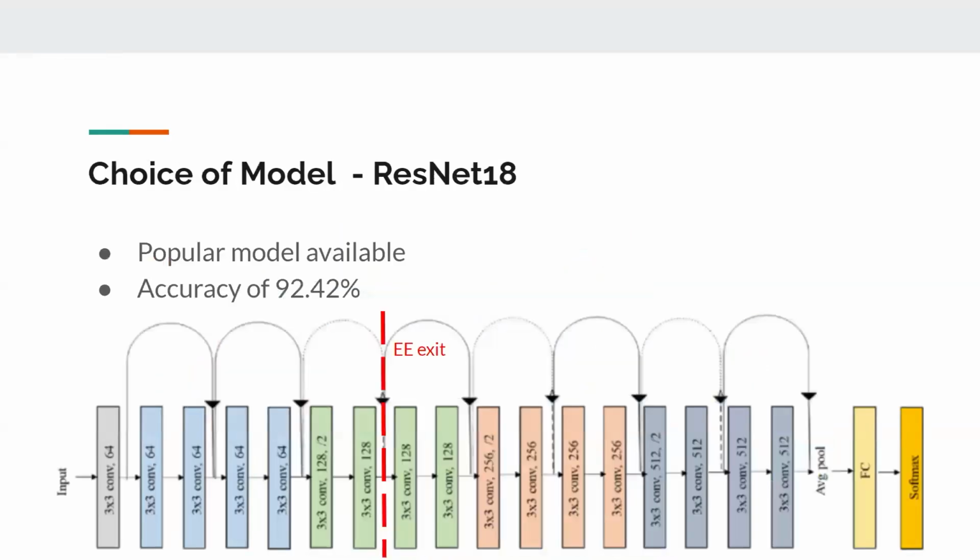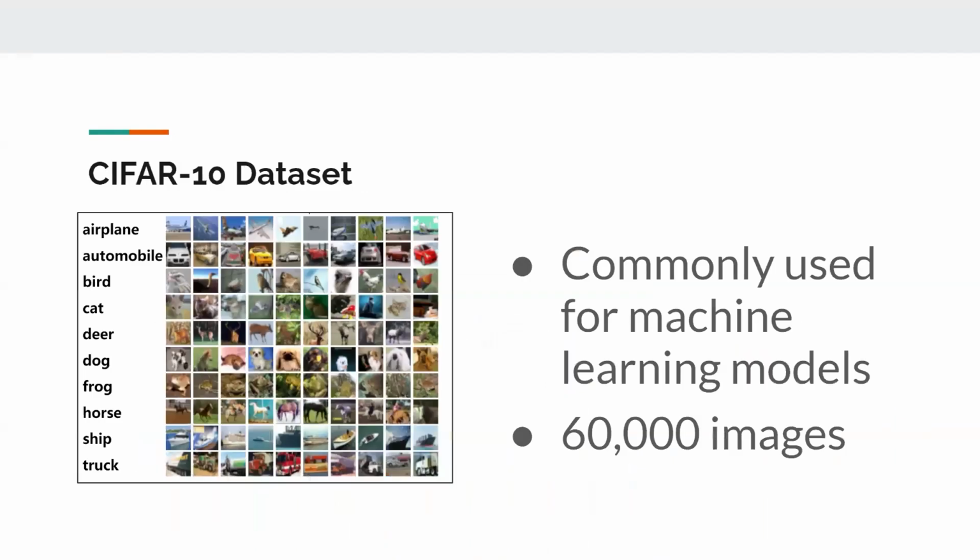And the choice of model was ResNet18. It's a very popular model available online, and it gave us an accuracy of around 92%. And the data set we used was the CIFAR-10 data set. It is also very commonly used in machine learning models, and it consists of 60,000 images, around 50,000 for training and 10,000 for testing the models. And both the CIFAR-10 data set and the model ResNet18 are very common benchmarks in machine learning.